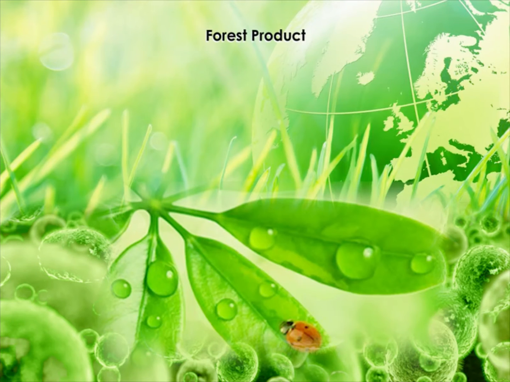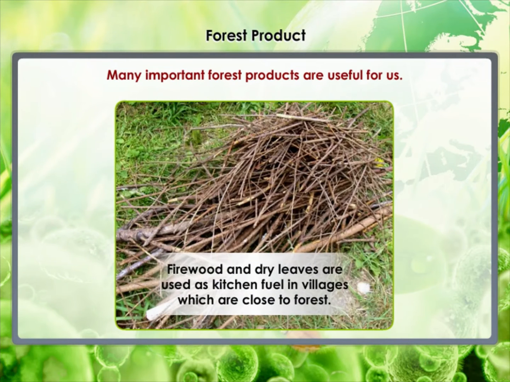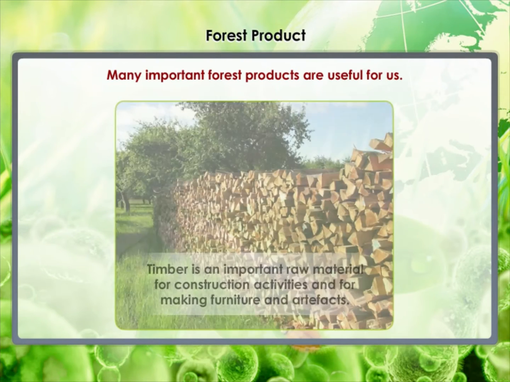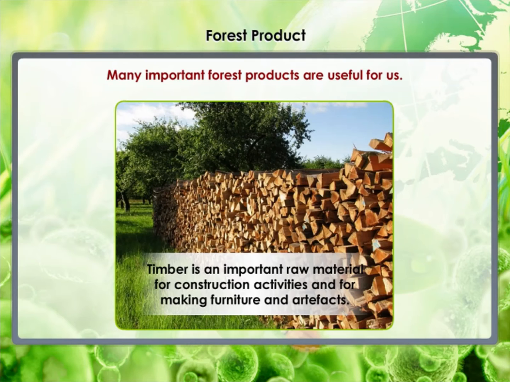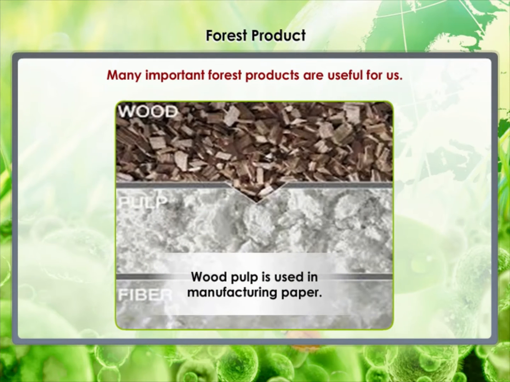Forest product. Many important forest products are useful for us. Firewood and dry leaves are used as kitchen fuel in villages which are close to forests. Timber is an important raw material for construction activities and for making furniture and artifacts. Wood pulp is used in the manufacture of paper.